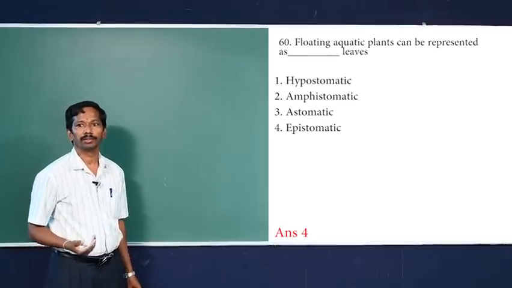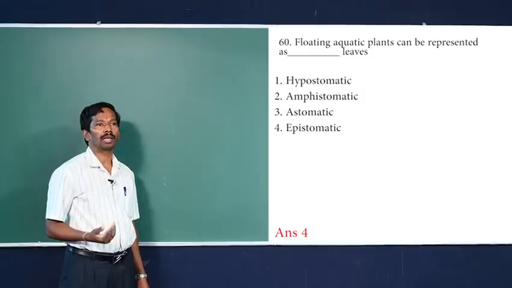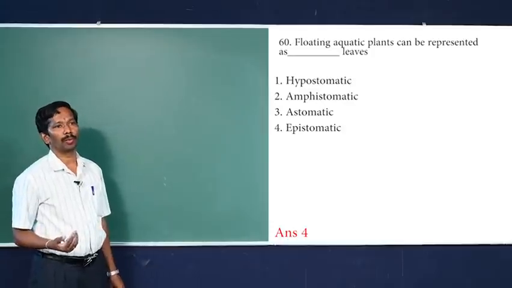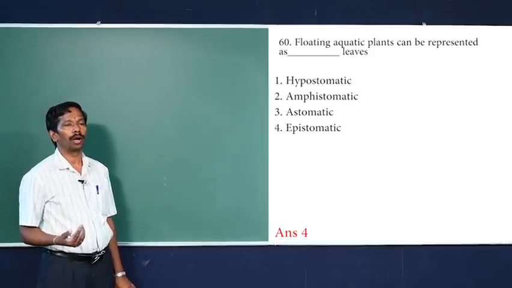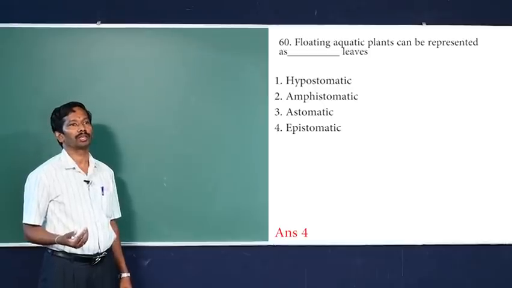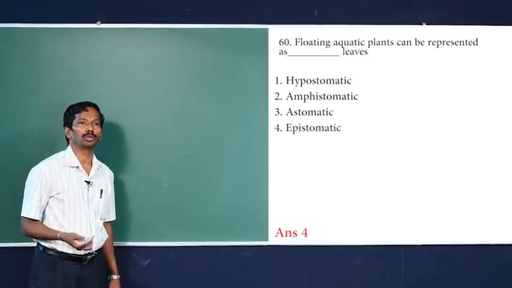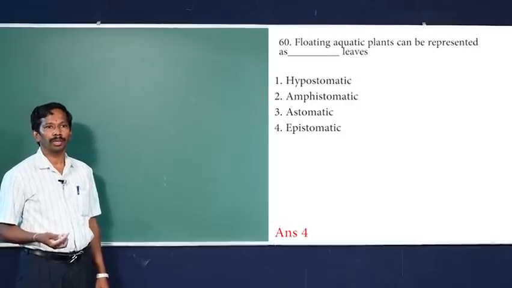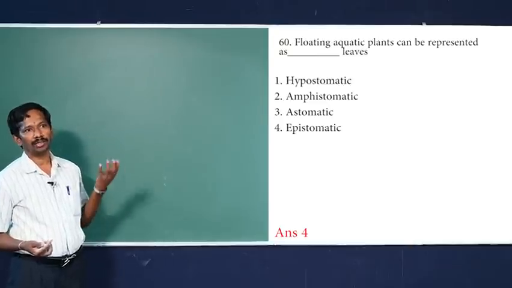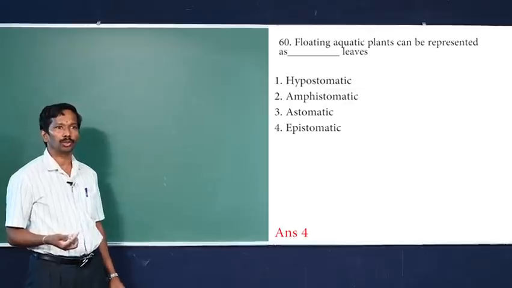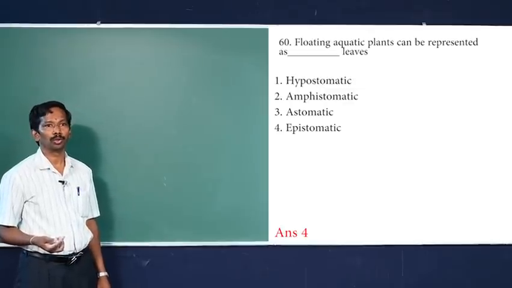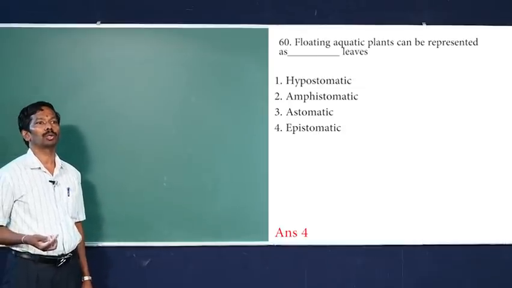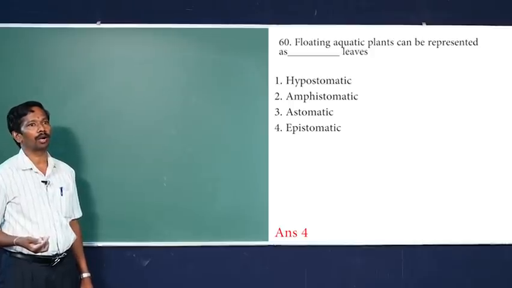Question number 60. Floating aquatic plants can be represented as dash leaves. So it is based on the distribution of stomata, related with the transport chapter also. However, here in the epidermal tissue system, option 1 is hypostomatic, option 2 is amphistomatic, option 3 is astomatic, option 4 is epistomatic. Answer should be the fourth one, because floating aquatic plants are exposing their upper epidermis to the air compared to the lower epidermis. So stomata cannot be present on the lower epidermis. Therefore the answer should be epistomatic, comparable to hypostomatic leaves of normal dicot plants.